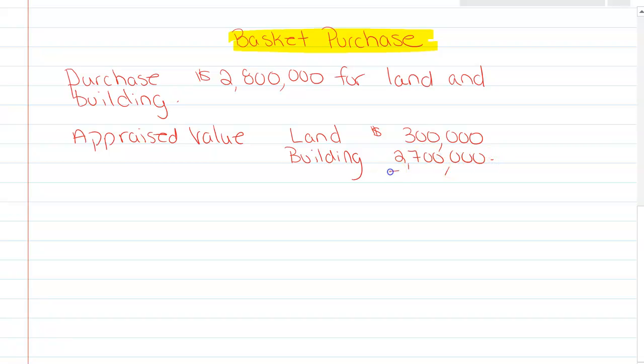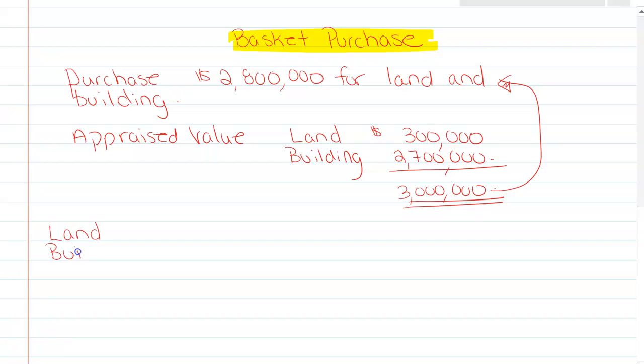Okay, but the problem is when we add that up together, that means it's worth $3 million, but we only paid $2.8 million for it. So I can just prorate between the fair market value of the land and the building, and then use that percentage to estimate the cost. So this is how we'll prorate it.